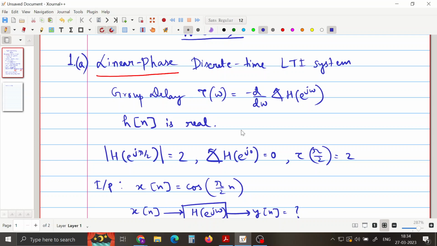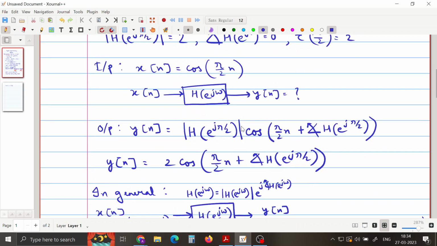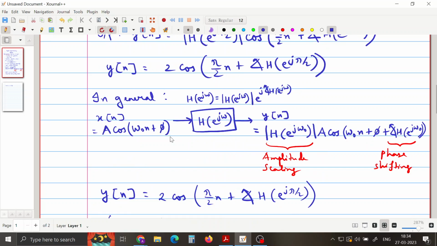So in general, whenever you have an input of the form A cos omega naught n plus phi fed to an LTI system with frequency response capital H of e power j omega, the output undergoes two things: amplitude scaling and phase shifting, and the output is given by this. This has already been discussed in the recorded lectures. Just go through it in case you can't recall it.